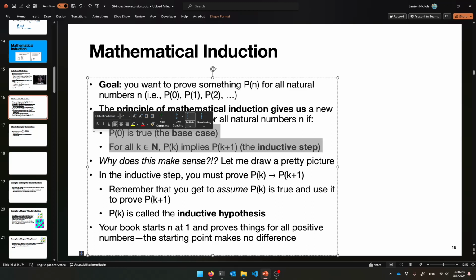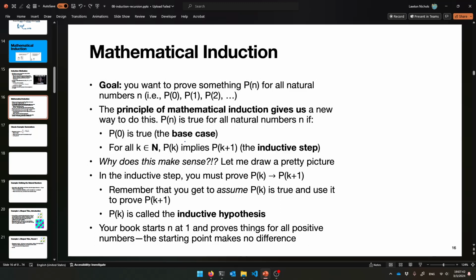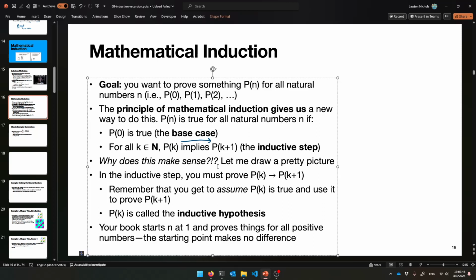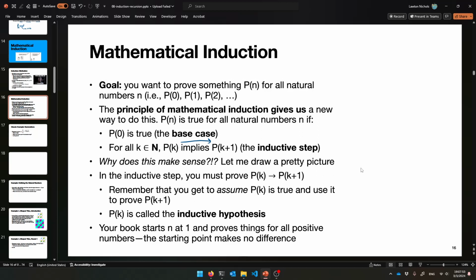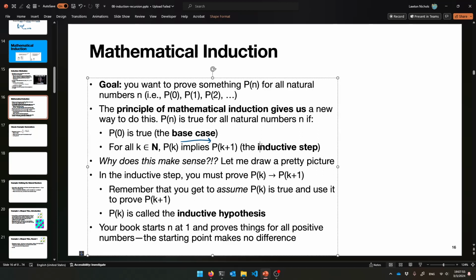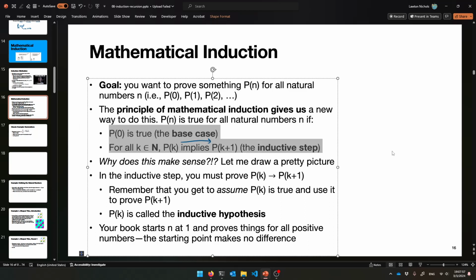Okay? You see that? This is P(k) implies P(k+1). It's giving you this. You can go from here to here. That's what it's saying. Let me draw you a picture for why this works, or at least I'll write out some ideas. Let me prove to you why this is going to give you P(n) for every n.